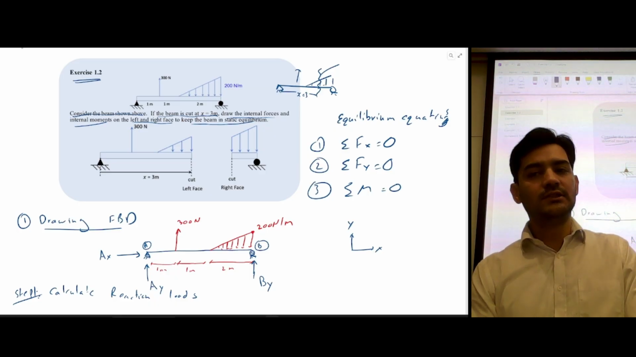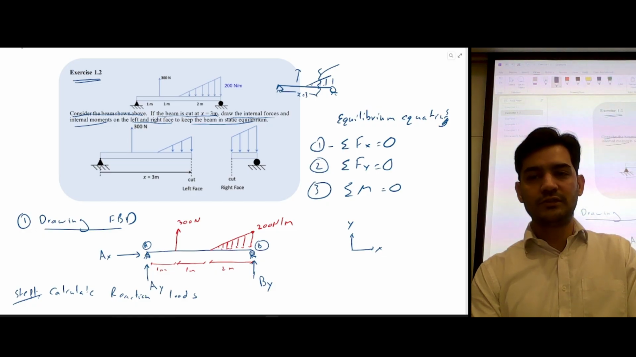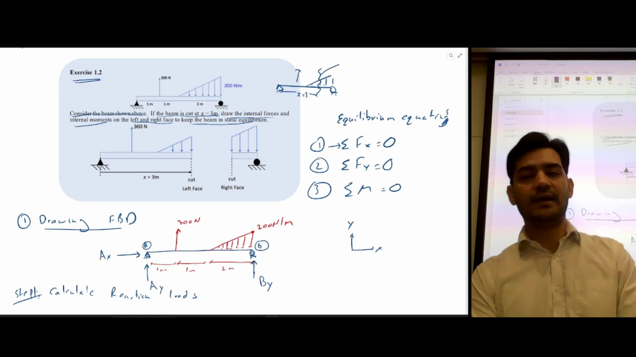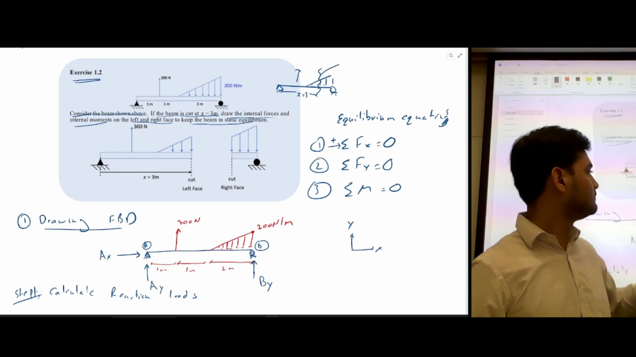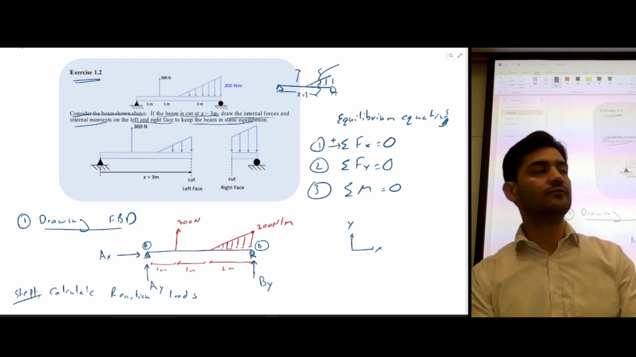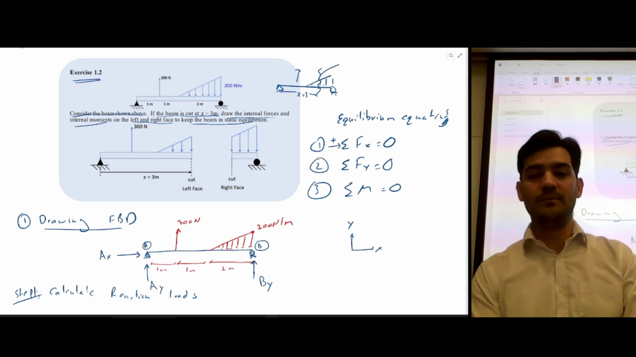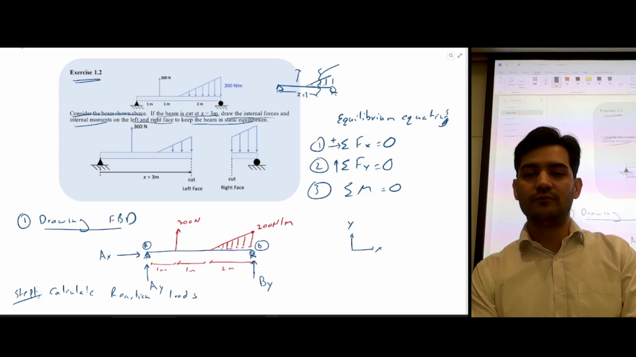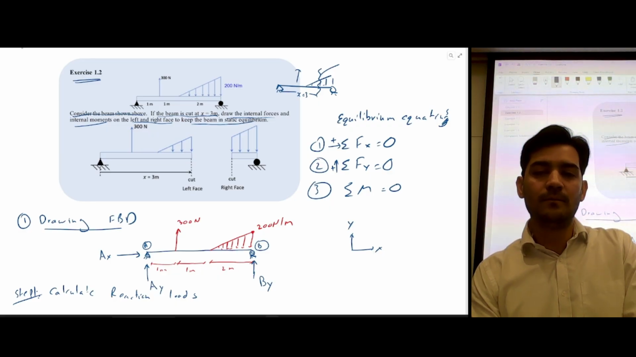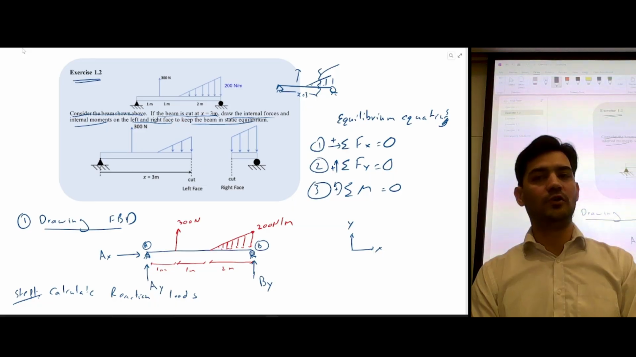So the sign convention we'll be using is that forces which are acting along the positive x-axis, or in this direction, we're going to keep them positive, and the forces which are acting opposite are going to be negative. For the vertical forces along the y-axis, we're going to have positive if it's acting upward. And for moment, we're going to assume anti-clockwise moment is positive.